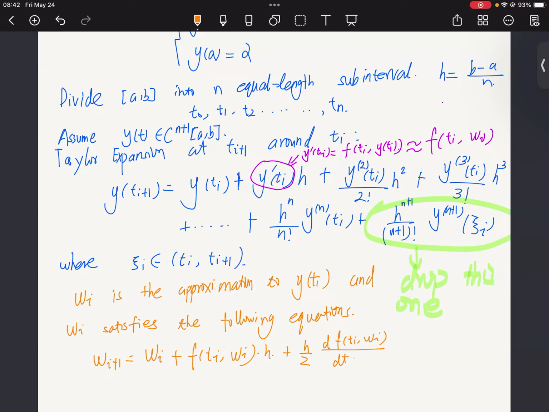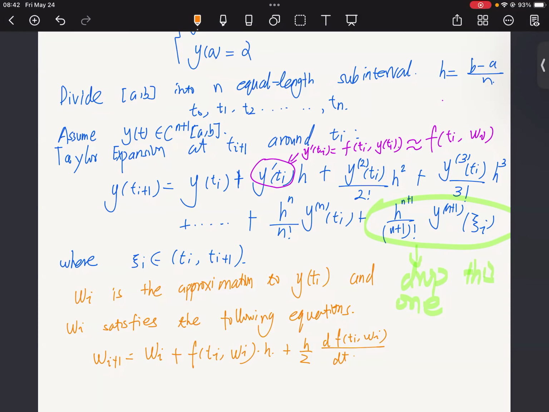So that's it. Actually, this one should be h squared. And this one, let's see, it should be d. This is with h cubed, but here this is the second derivative, evaluated at Ti and Wi.